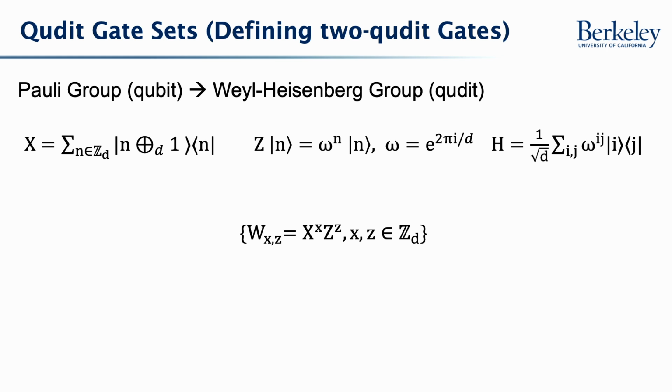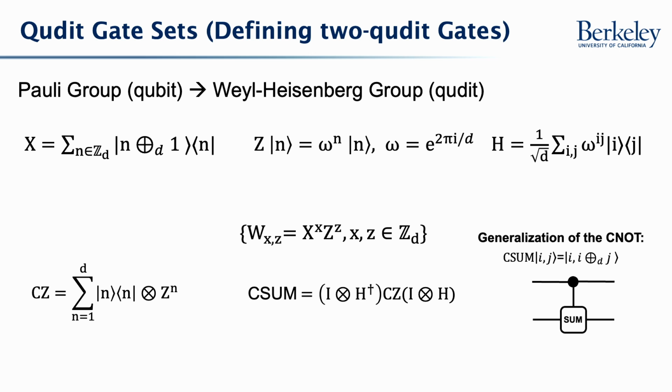We already got a nice introduction in the last talk to generalizing the Paulis to this Weyl-Heisenberg group. We have our shift and our phase operator. And then we can generate this whole Weyl-Heisenberg group with linear combinations of just X and Z, such that they span SU(d). And this allows us to readily generalize the notion of 2-qubit gates to the 2-qudit space.